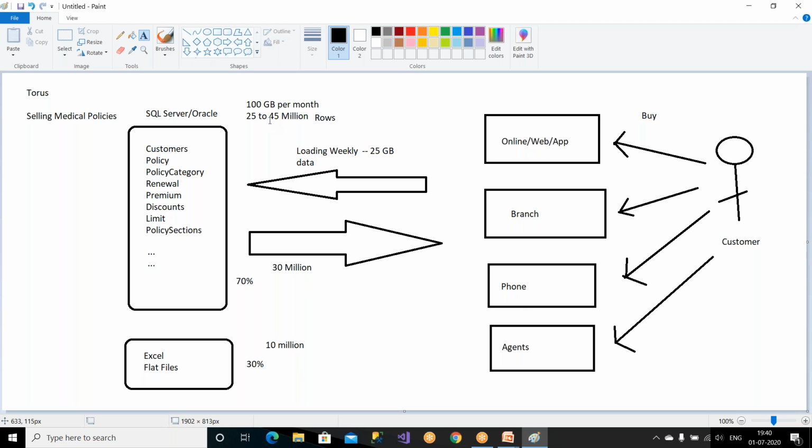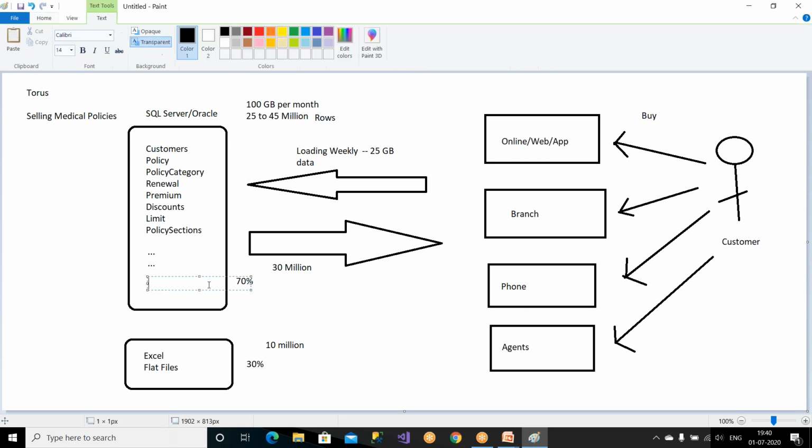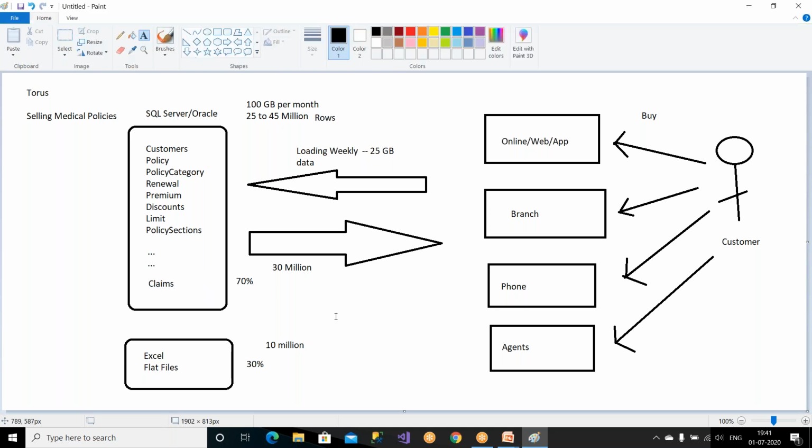There will be a lot of people renewing, and a lot of people applying for claims. Claims means once you're hospitalized, after taking a policy, you can go for a claim. So the claim data is also getting stored in your SQL Server or in the Oracle. Clear? So you have renewals data and claims data that you are getting. So approximately 100 GB of data that you're going to be getting. All the data.